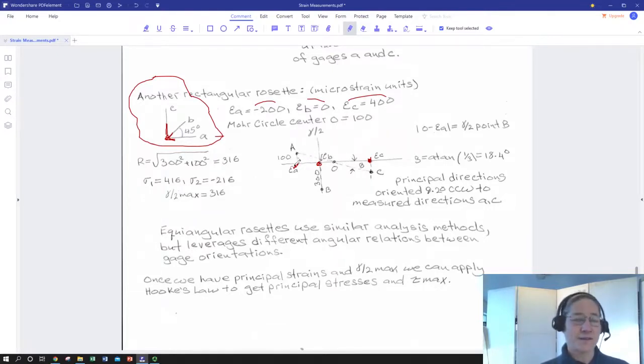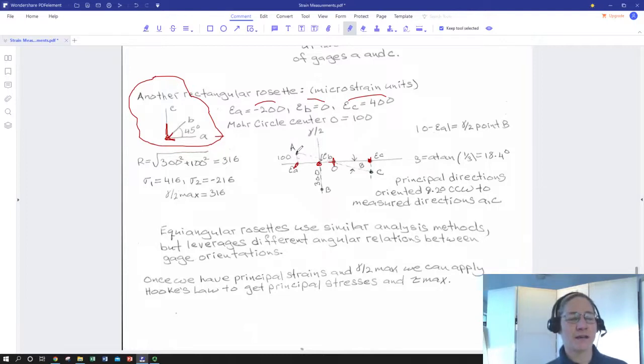So now we can get the center of the circle. So we have negative 200 there, 400. Half of that is 300. We add that to the negative 200, and here's our center at positive 100. Now we look at where we're going to put B. B needs to be 90 degrees on the Mohr circle counterclockwise from A.